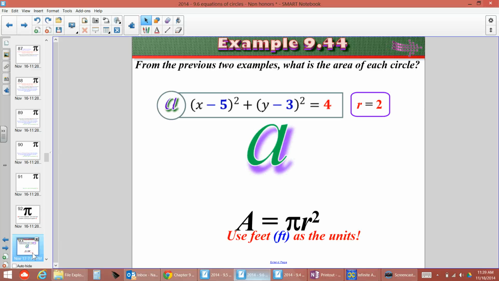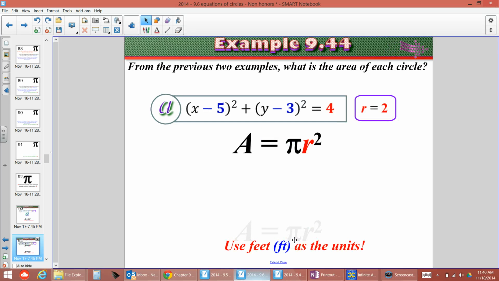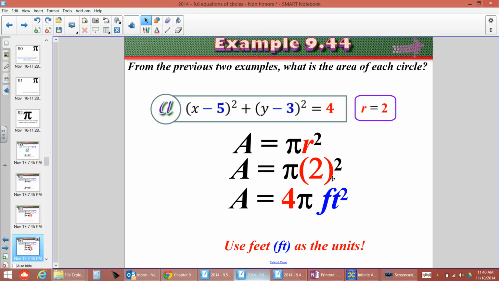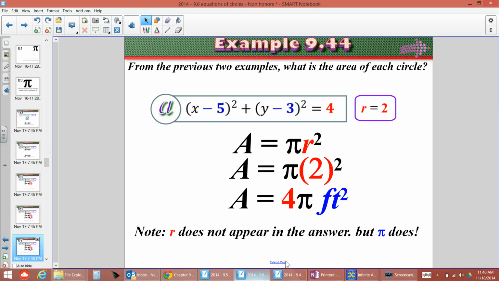So if I ask you for the area, from the previous 2 examples, what is the area of each circle? Well, r equaled 2. I know my area formula is A equals pi r squared. We're going to use feet for the units. Right here we put in pi r squared. Well, r is 2 feet, so I plug in 2 feet. When I square 2 feet, I end up with 4 feet squared. Now remember, pi is there. It's part of the answer. It's not 4 feet squared. It's not 4 pi squared feet squared. It's just 4 pi feet squared. Do not square pi. Do not forget your units. Okay?